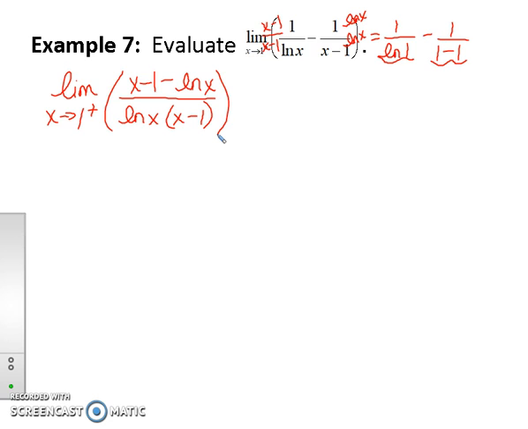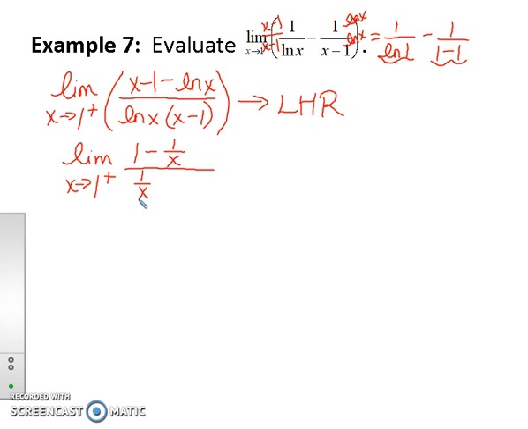Now that we have that, even if we were to try to substitute right now, we would still end up with 0 in the denominator. So we do have to apply L'Hopital's rule to it. That becomes the limit as x approaches 1 from the right of, taking the derivative of the numerator: the derivative of x is 1, the derivative of 1 is 0, and the derivative of natural log of x is 1 over x. And then down here, the derivative of natural log of x is 1 over x.